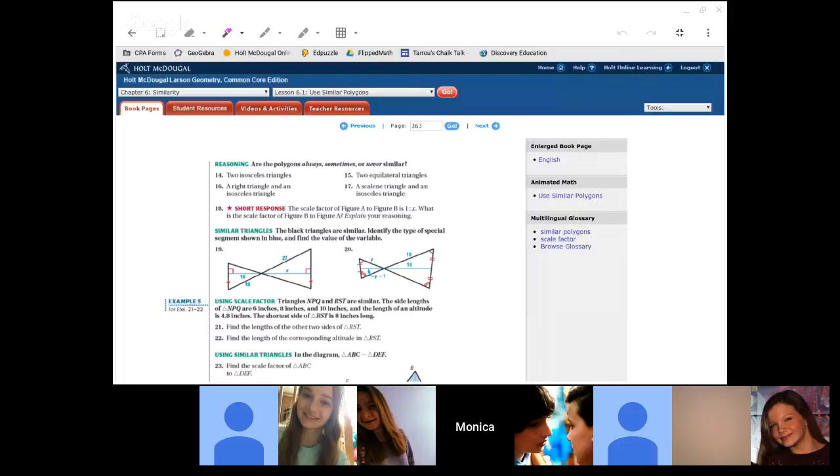All right, Megan, so for number 18, the scale factor of A to B is 1 to X. And then it asks you what's the scale factor of B to A. So if we think about that, A to B means the first one should relate to A, so that 1 should be for A, and that X should be something from B. So if we're going to flip that and make it B to A, then it should be X to 1. Does that make sense? Okay.